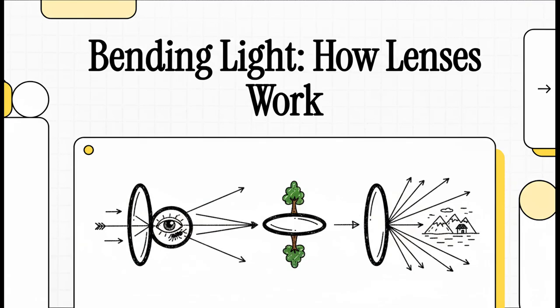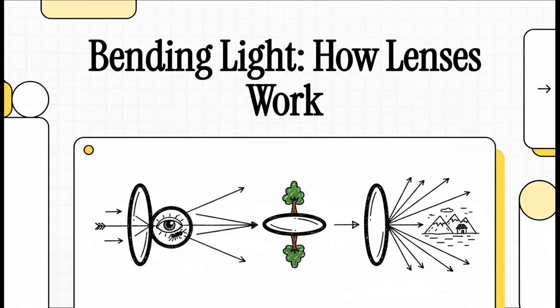Isn't it kind of wild how a simple piece of curved glass can totally change how we see the world? I mean, it can make things look huge, shrink them down to nothing, or even flip everything completely upside down. Well, that's the magic of lenses, and today we're going to pull back the curtain and see exactly how they pull it off.